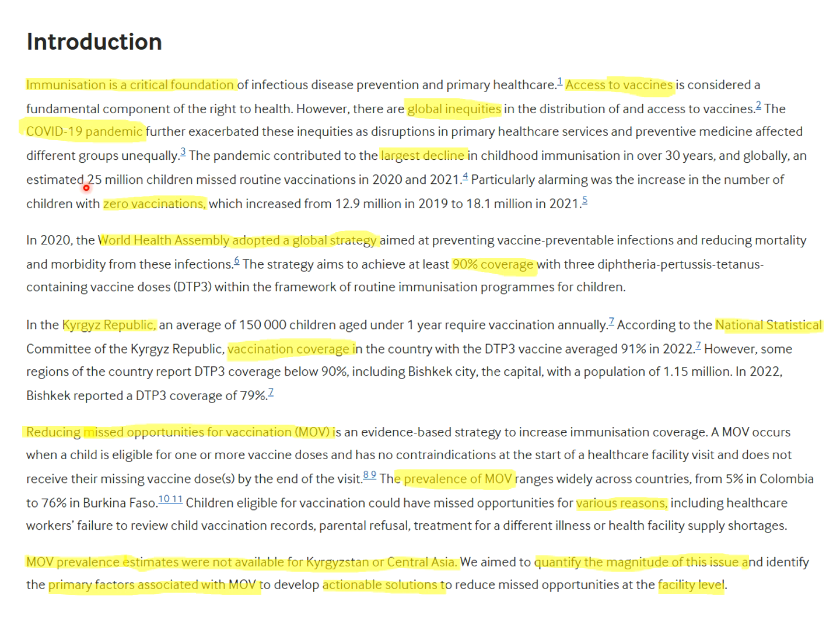For example, they have given the example of the COVID-19 pandemic, when the inequities became obvious and exacerbated. Primary healthcare services and preventive medicine affected different groups unequally. The pandemic contributed to the largest decline in childhood immunization in over 30 years. So this was the largest decline, and they have referenced each and every sentence.